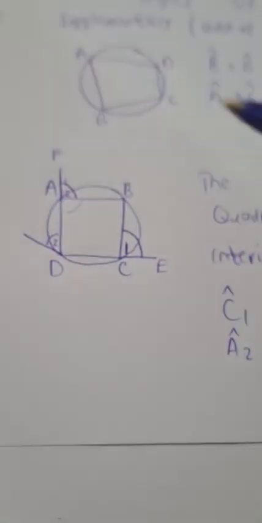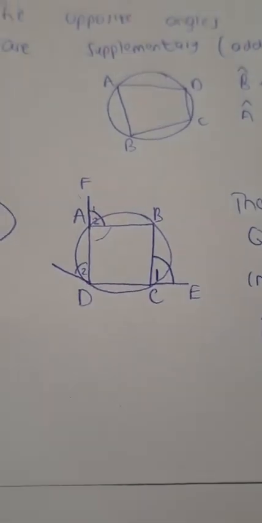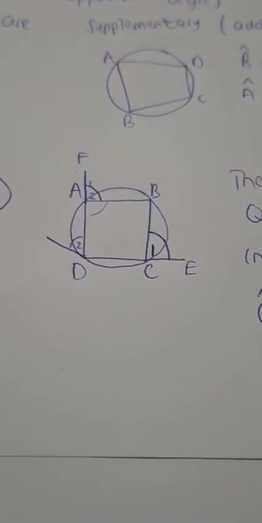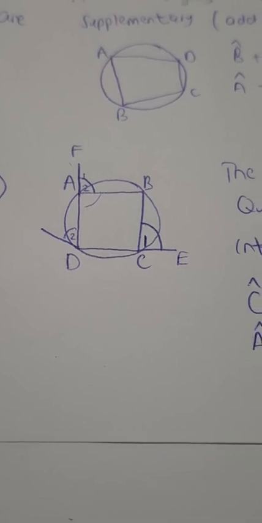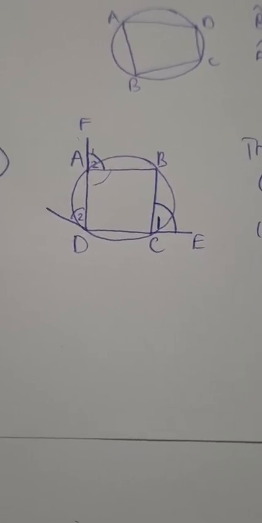Now I'm going to extend it further. Let's say we had angle D. Let's call it D2. Angle D2. First question, is angle D2 the specific exterior angle we are referring to when we are talking about the exterior angle of a cyclic quad?